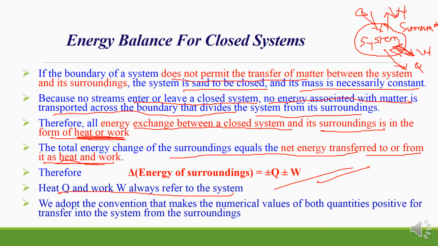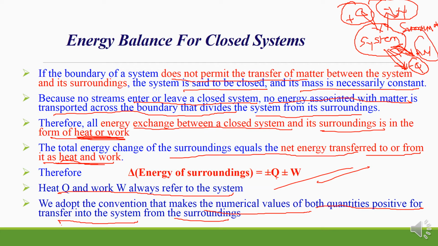So this equation holds good, where heat Q and work always refer to the system, remember. We adopt the convention that makes the numerical value of both quantities positive for transfer into the system from the surrounding, and if there is a transfer from system to surrounding, that will be considered negative, right? So here Q is lost, so it is considered minus. If Q is added, it is plus. Work done by the system is minus, right? Work added to the system is plus, right? This is very important, so that will be your sign convention here.